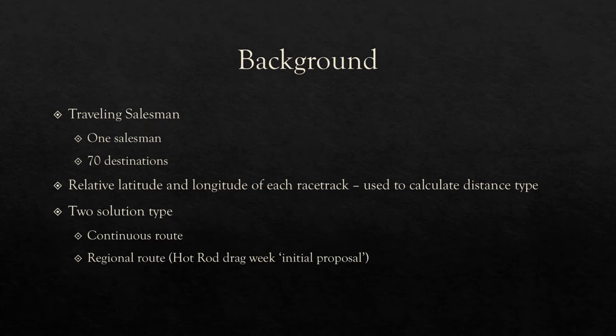The first solution method I did was the Hot Rod Hoorah. That encompassed a complete route through all 70 of the 1/4 mile tracks, and the latter is the Hot Rod Drag Week, which was the initial proposal, which provided a route from your home track to the 4 closest tracks that you can visit over a span of 5 days while traveling more than 1,000 miles. This was essentially a smaller, more manageable trip that you could take as an alternative to the large 70 destination trip.